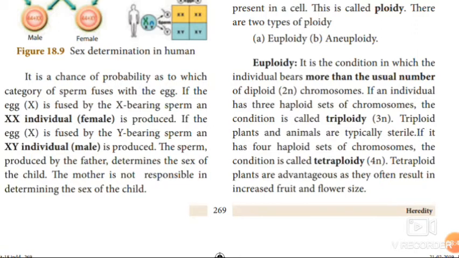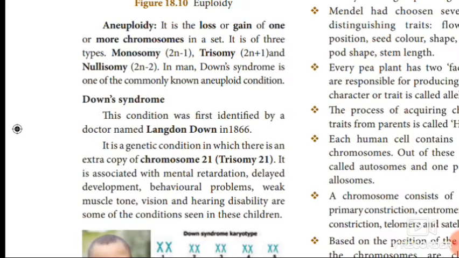In tetraploidy, there are a lot of advantages when plants are tetraploid. Tetraploid plants often result from the fusion of diploid gametes. In aneuploidy, there is a loss or gain of one or more chromosomes in a set, in the diploid set. Only one numerical change occurs: one chromosome is increased or one is lost. So it is called aneuploidy.